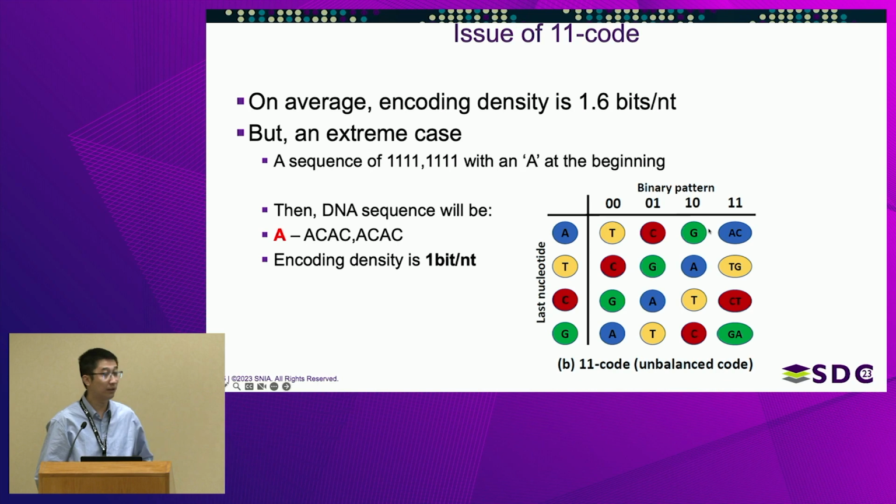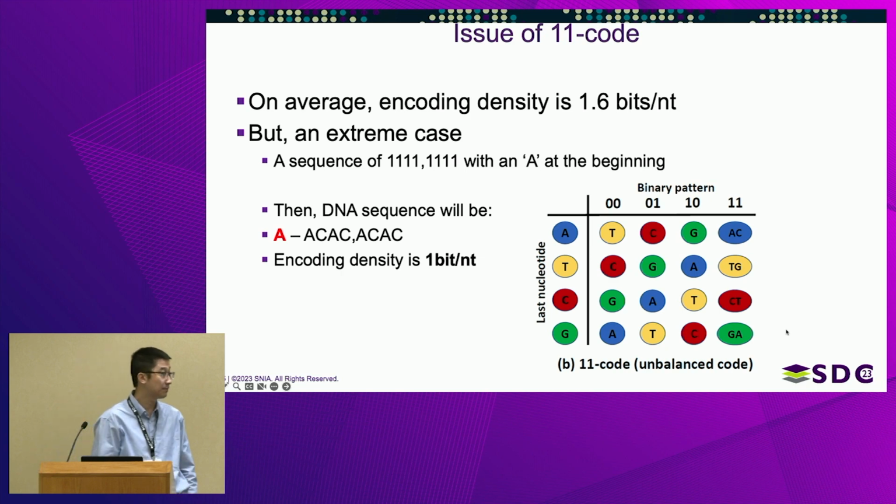But even with this 11 code, there are still some issues. On average, the encoding density is 1.6 bits per nucleotide, which is a little bit better than the previous work's 1.57 bits per nucleotide. But for some extreme cases, if we have a sequence of 1111 like this, with A as the last nucleotide at the beginning, what is the encoding density? Based on a simple calculation, if we have all ones, first we have A and then AC, AC, AC, AC. That means we always go to the last column, and the encoding density will be 1 bit per nucleotide. This is the lower bound of this encoding scheme, which is 1 bit per nucleotide. That is much lower than the previous work, right?